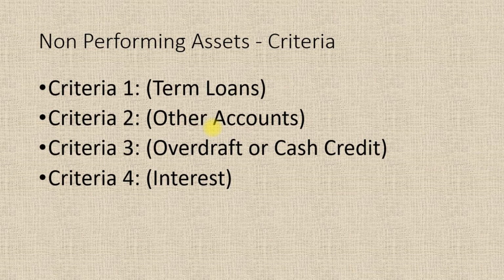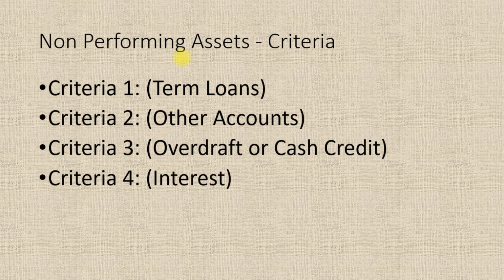Overdraft or cash credit. All those cash credit accounts that remain non-workable for a period of more than 90 days are considered non-performing assets. For interest, that is criteria 4, if banks classify those accounts in which the interest charged remains unpaid for more than 90 days, those accounts are also considered non-performing assets.